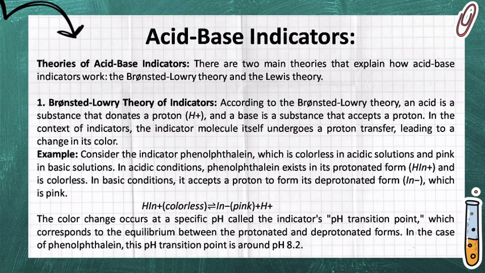In the case of phenolphthalein, this pH transition point is around pH 8.2.